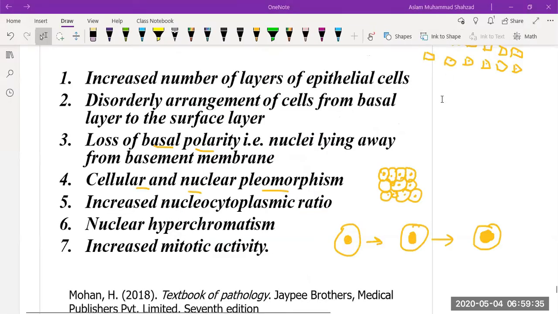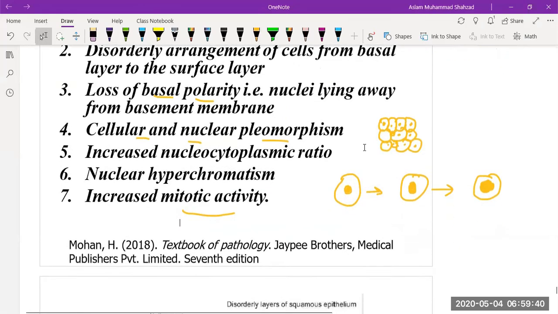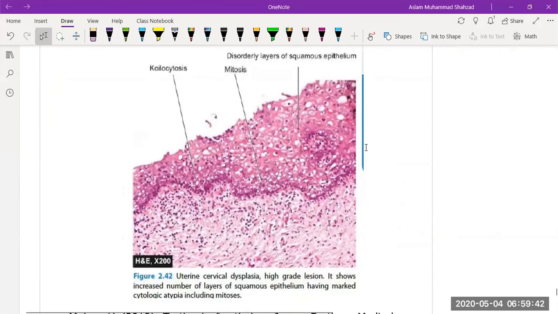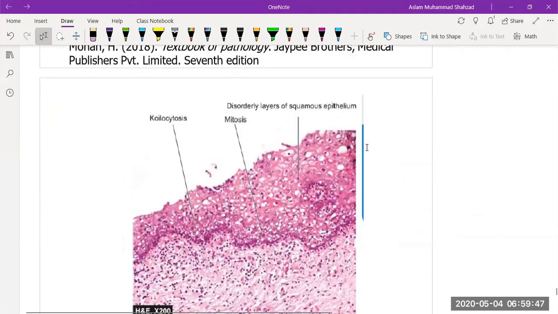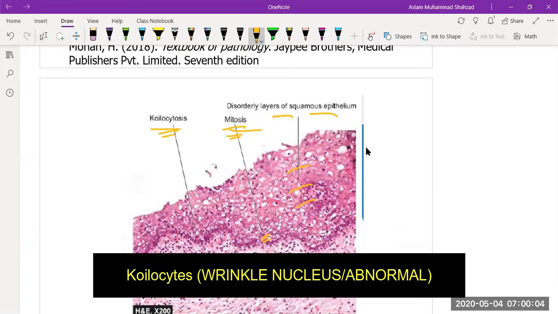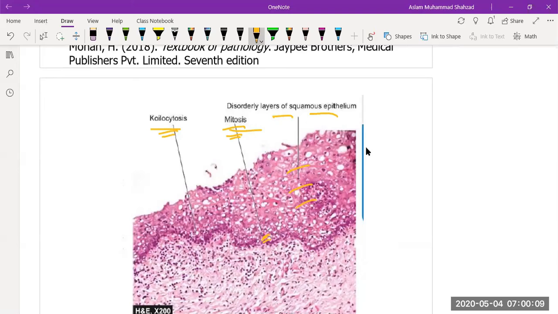And the last one is increased mitotic activity. If we take a look at this structure, this is an example of uterine cervical dysplasia. Although this picture has not been zoomed, it shows the presence of mitosis and disordered layers of squamous epithelial cells. We will explain these further in the reproductive system when we study the details.